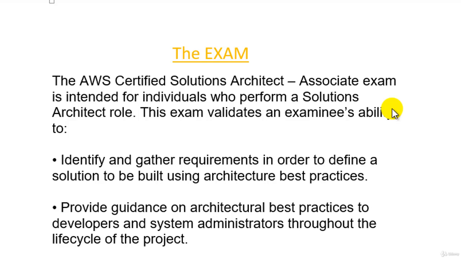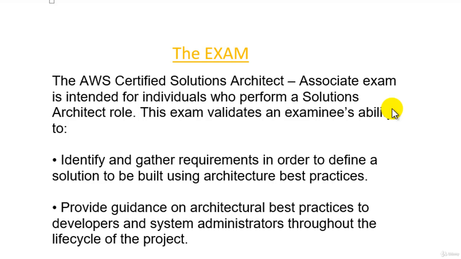In this video, we'll discuss the exam tips. So, what are going to be the key factors while giving the exam? This certification exam, the AWS Certified Solutions Architect, is basically for people who are applying for an architect role.